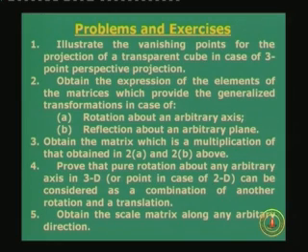Question number 4 is a very interesting observation. Take the rotation matrix in 2D or 3D and prove that pure rotation about an arbitrary axis in 3D, or a point in case of 2D, can be considered as a combination of another rotation and a translation. I leave this exercise for you to try out.